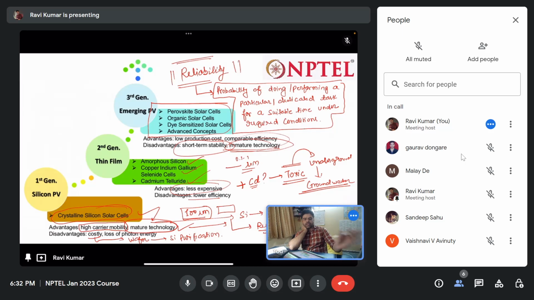No. So here let's come back to the solar technology. These silicon solar cells have been tested in the field for a long time. They are working for a long time under the given condition. So the reliability has been established for crystalline silicon cells, which is not established for these upcoming generations. So that's why we say silicon solar cells are mature technology as compared to others. Got it? Yes, sir.